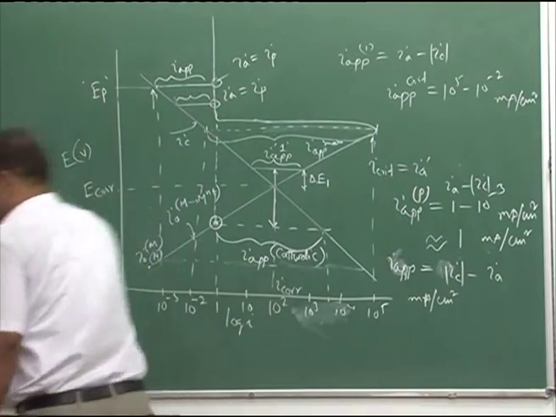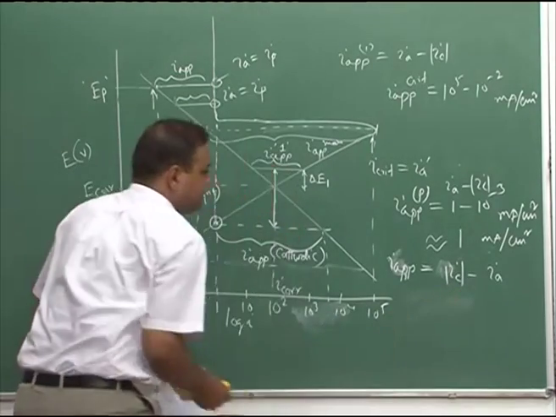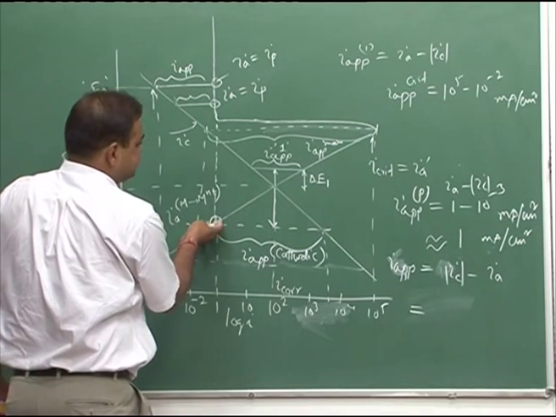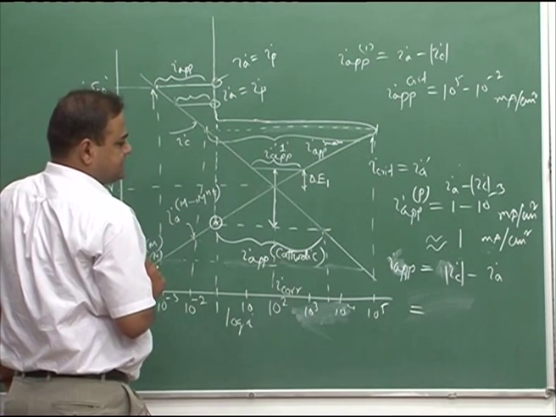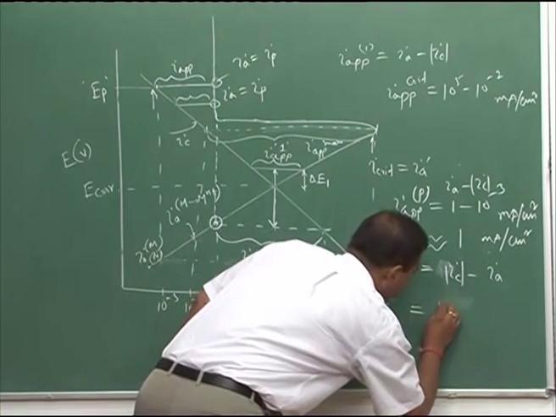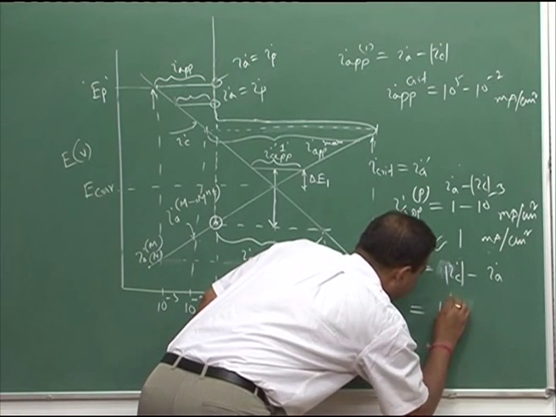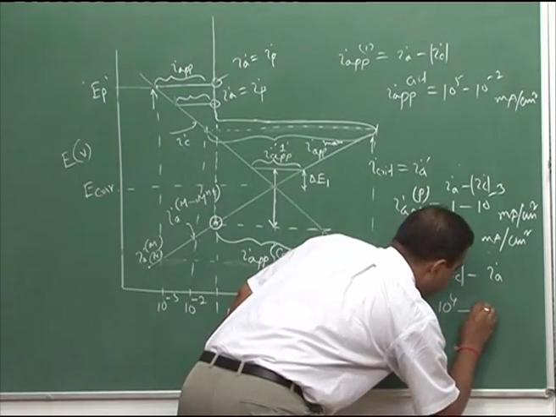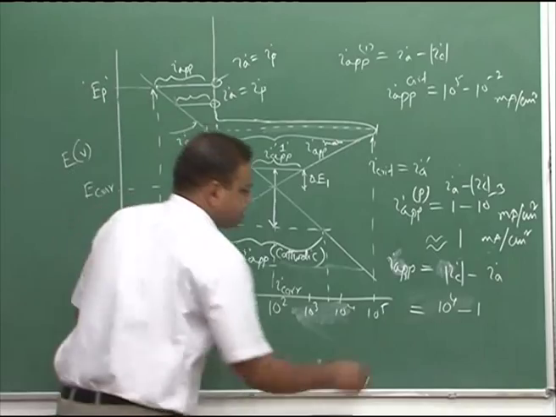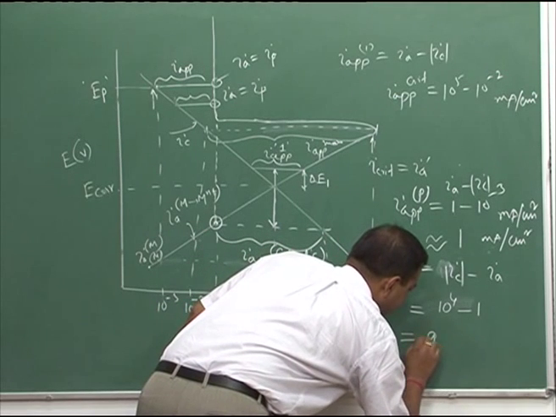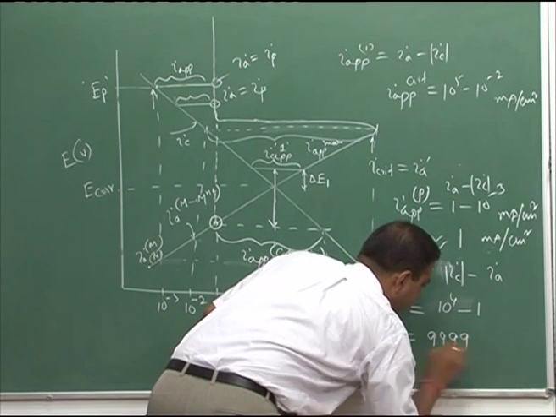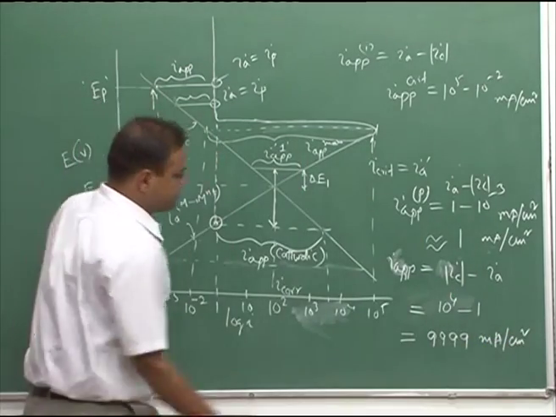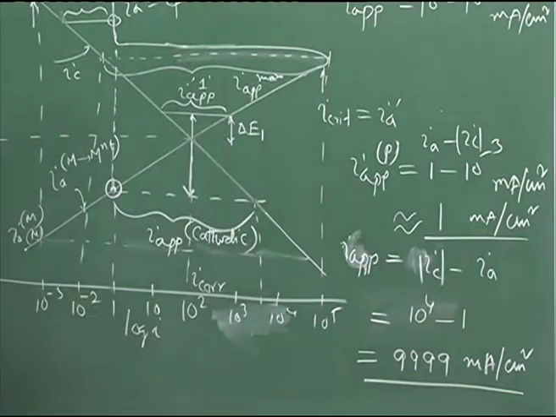So, in this case my required current density that is to be sent in order to get the same level of corrosion current density, that value would be 10 to the power 4, this is almost close to 4, that is what I am taking, 4. So, 10 to the power 4 minus 1 milliampere per centimeter square. Now, you see the difference in values, these two values.